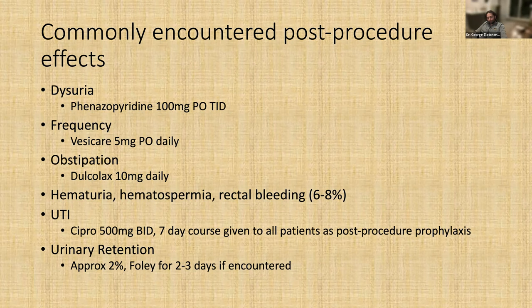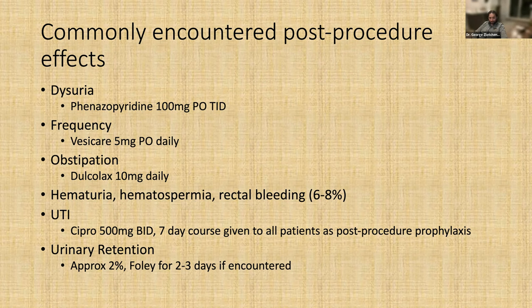Well, they can have it from the Foley catheter, actually. So phenazopyridine is a good one to use. Some patients can have a lot of frequency after that. That's actually common. Another good thing to mention: you are causing inflammation, and inflammation can make these patients urinate more. You can prescribe them Vesicare. Constipation if they're taking opioids. There's the hematospermia and hematuria. Never seen rectal bleeding, but theoretically that can happen. So again, I give them the Cipro BID.